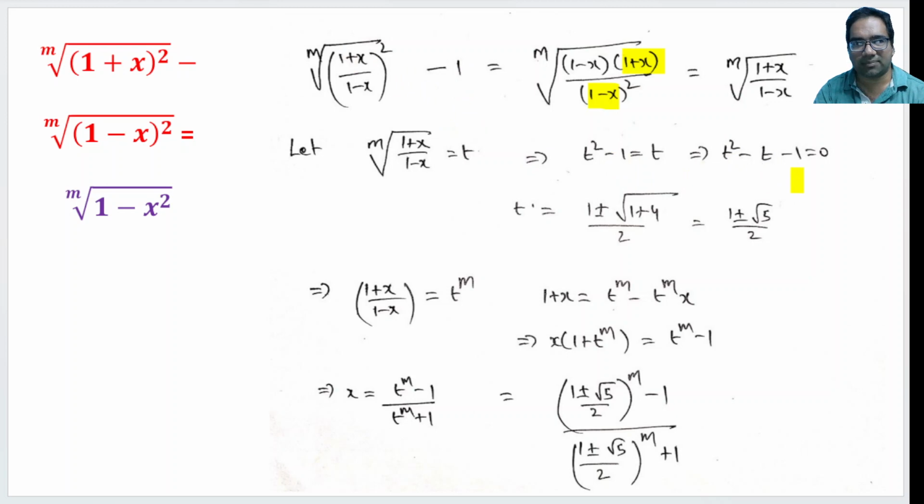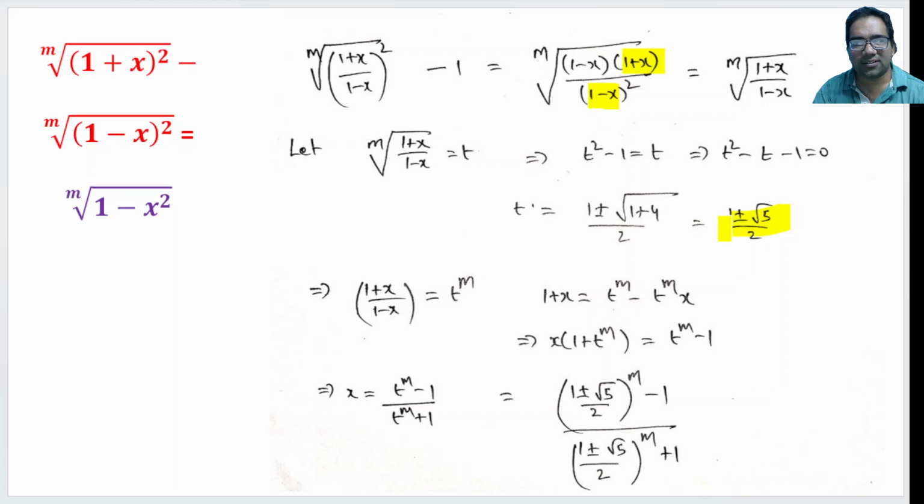That means t square minus t minus 1 equals 0. Using minus b plus or minus root of b square minus 4ac, what are the roots of this equation? It is t equals minus b, which is 1, plus or minus under root 1 plus 4, by 2. This is 1 plus or minus root 5 by 2. So these are the roots of this equation.